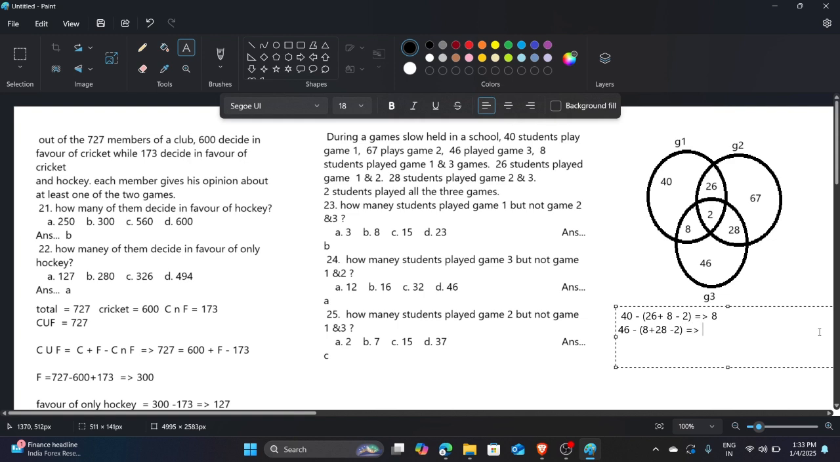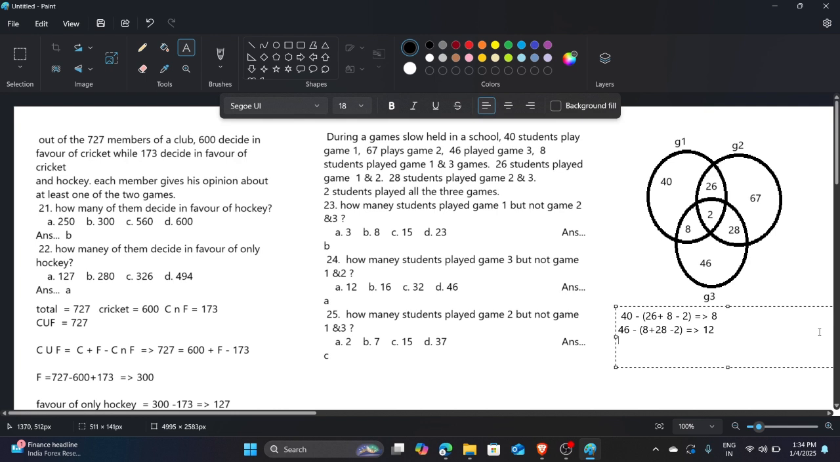So the answer is what? 28 plus 8 is like 36. So 28 here and 6 there, and then subtract 2 also, so 12 is the answer. Yeah, so you can see that 12 is the answer.